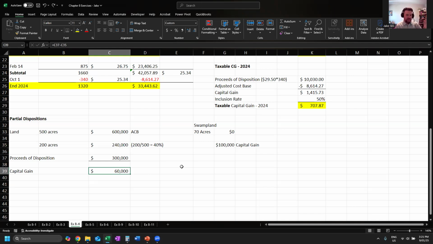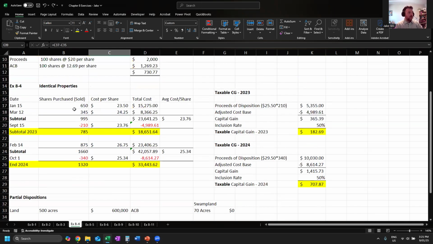So we can make these arguments. I don't think, off the top of my head, we throw partial dispositions at you, not to make it confusing, but you will definitely see calculations of identical properties. So please understand how this transaction's going.